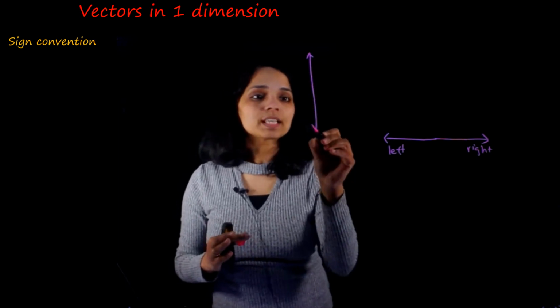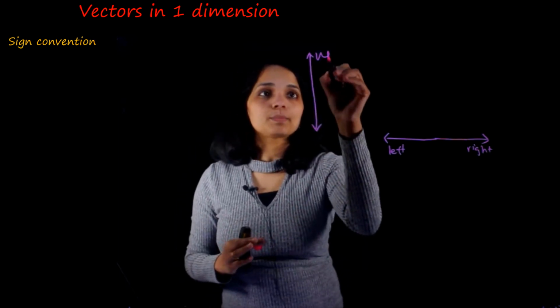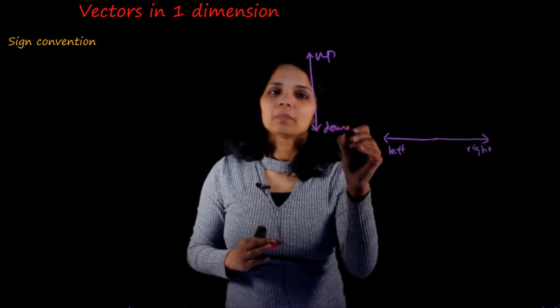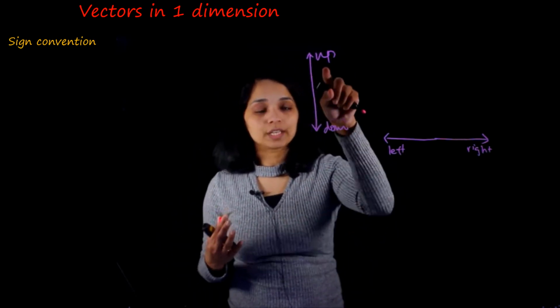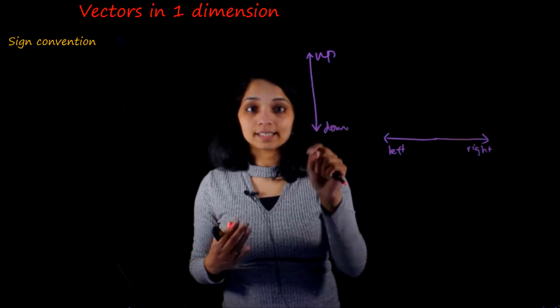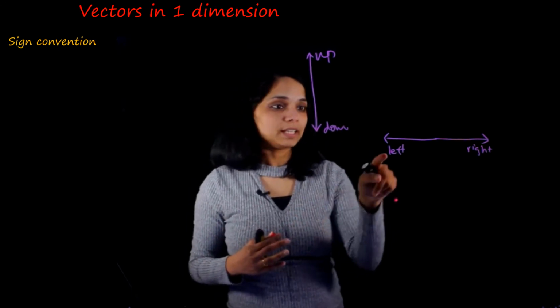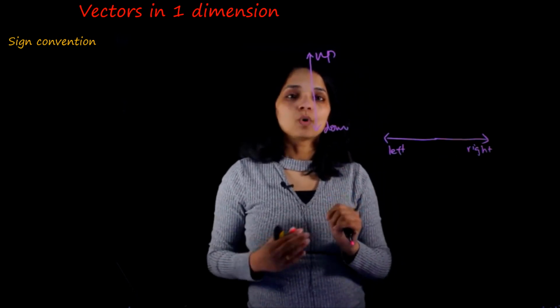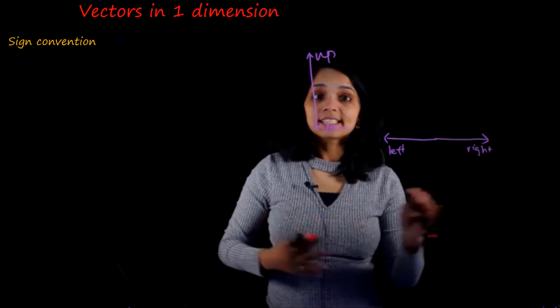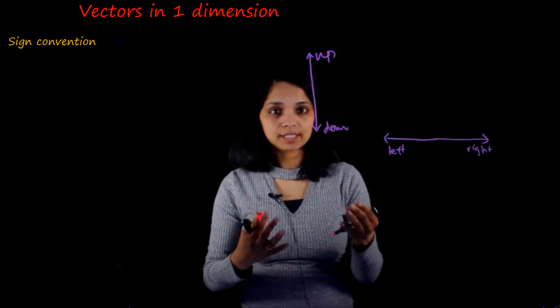this is upwards and this is downwards. Many other possibilities are also there. Instead of upwards, you can use north and south, or instead of right and left you can say forwards and backwards, or you can say east and west. So different combinations are possible.